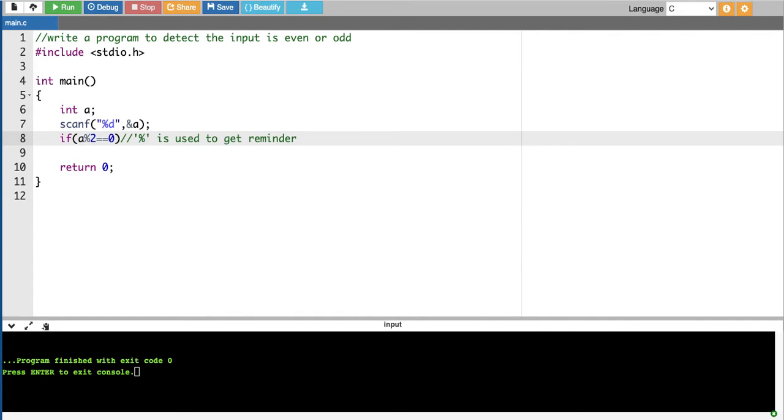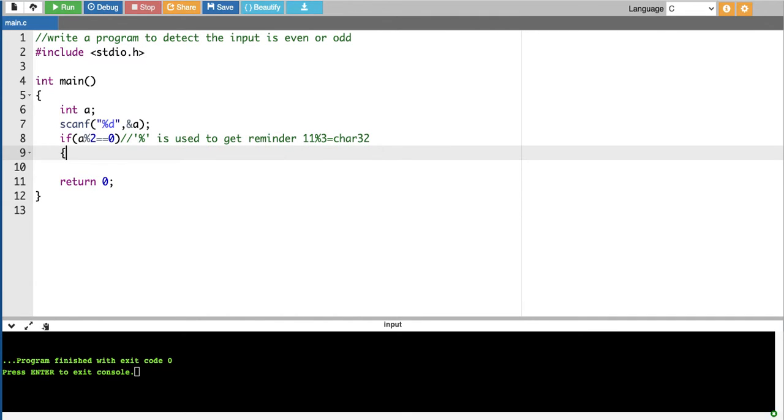11 by 3, the remainder is 2, because 3 threes are 9, remaining is 2. So when you write 11 % 3, then it gives 2. What it gives? 2 as a remainder, because it's not division, it's a remainder. So when we divide 11 by 3, the answer is 3, but the remainder, 3 threes are 9, 2 remaining. So this 2 is the remainder. So a percent 2 gives us the remainder.